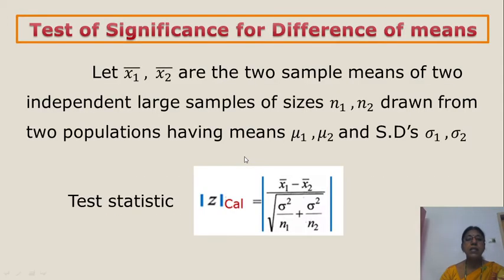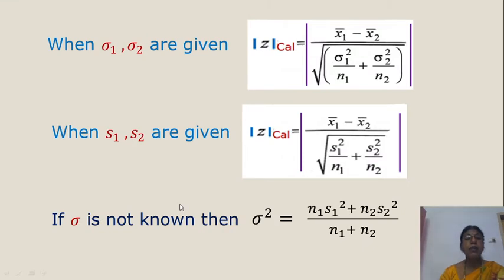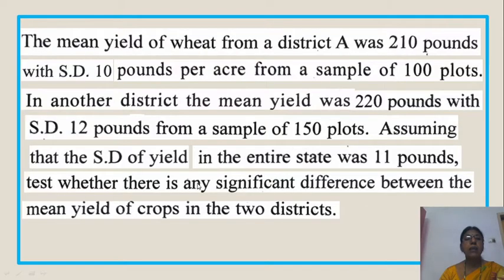So if sigma is known, then the formula for Z calculated is x1 bar minus x2 bar by sigma times root of 1 by n1 plus 1 by n2. Use this formula with that sigma value. If sigma is not known, use the earlier formula, find the sigma square value, then find the sigma value. These are the formulae we are going to use to solve the problems.